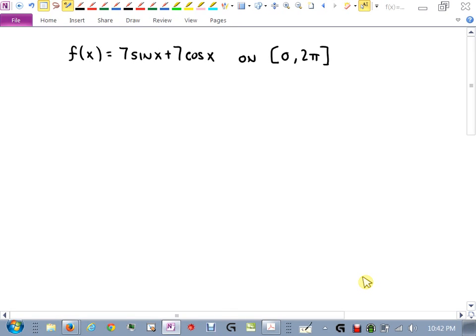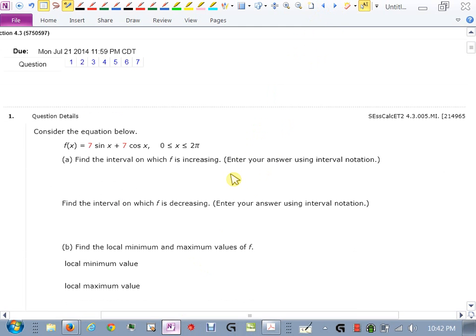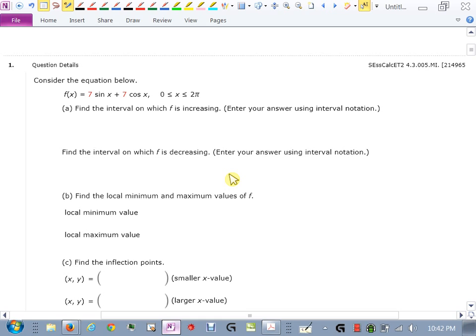All right, working on the homework for 4.3. Here's the first problem. Now these problems are pretty involved. There's a lot going on here, so each one of these should take a while. But this is kind of one of the main concepts of this class. So consider the equation below.